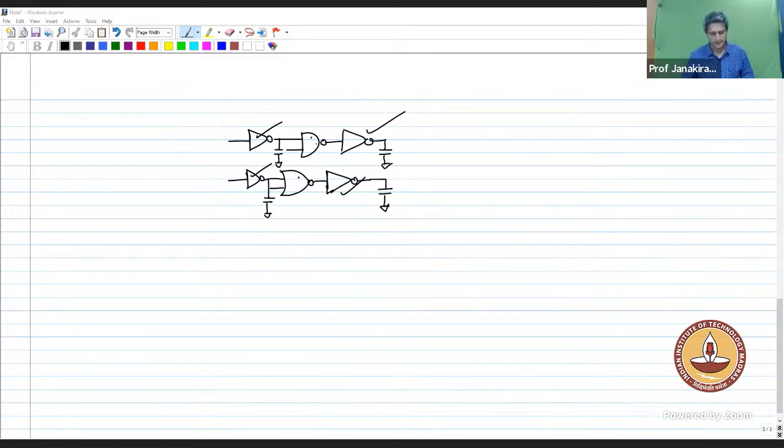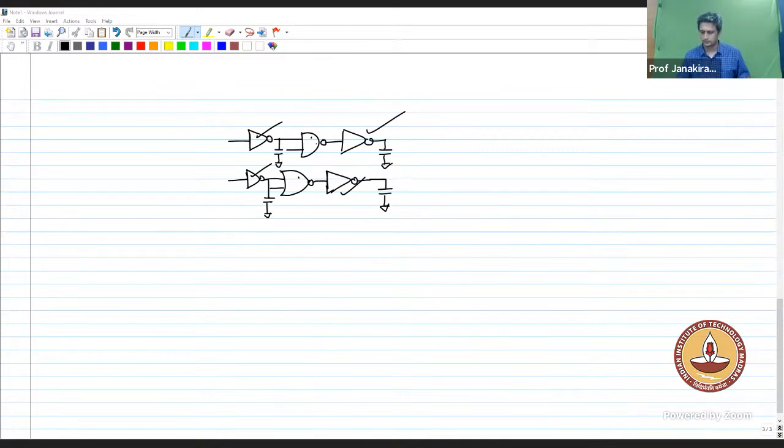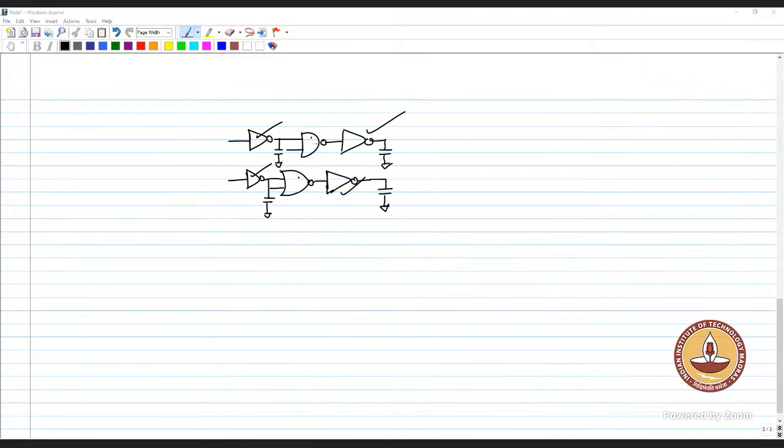Okay, Satya Prakash Singh. Yes, sir. Good evening, sir. Good evening. Please explain how to find the logical effort of skewed NAND and NOR gates.